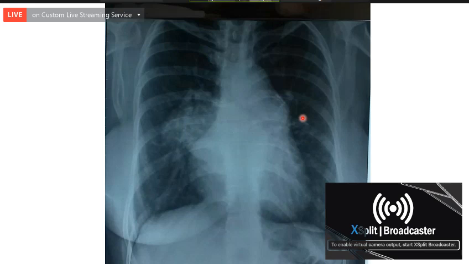So it's a case of PDA, calcified PDA, and you can see that there's evidence of pulmonary hypertension. This patient had actually gone in for Eisenmenger syndrome.